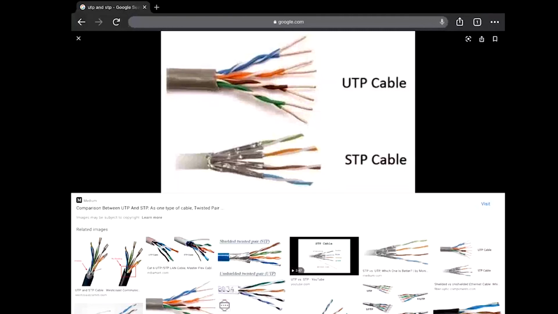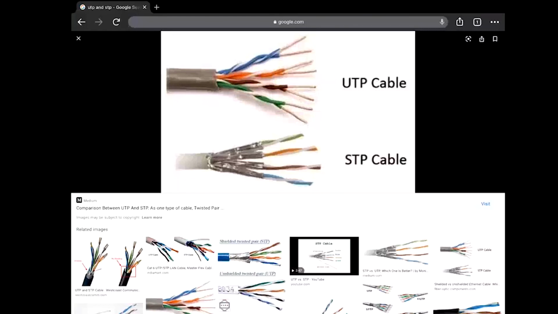But STP is a stronger cable, not easy to break, so that it survives all the atmospheric changes in our day-to-day life. It can survive summers, it can survive winters, and rains as well. That's why STP cable is costly and it is used for outside environments. And UTP cable cannot survive all these different atmospheres. That's why it is used for inside or in-house environments. So that's why it's also cheaper and everyone can afford it.